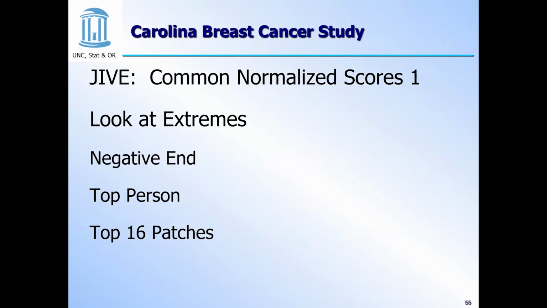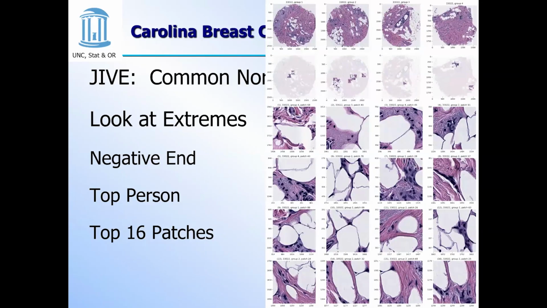Okay, so here's our visualization for that. That person at the extreme end had those 4 cores you can see at the top. Each of those cores had 100 patches. We then took the 16 most extreme patches. Okay, so here are the 16 most extreme patches. In that row, I've grayed out the image and then colored in just where those patches are, so you can see where they came from.